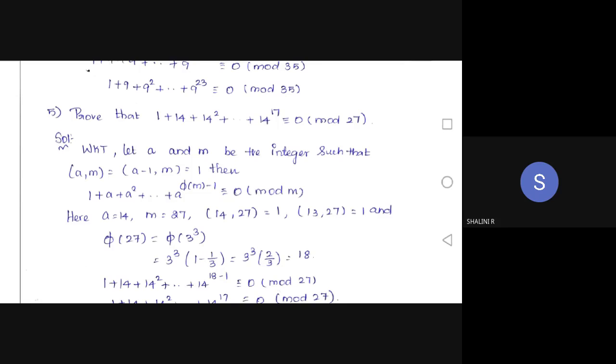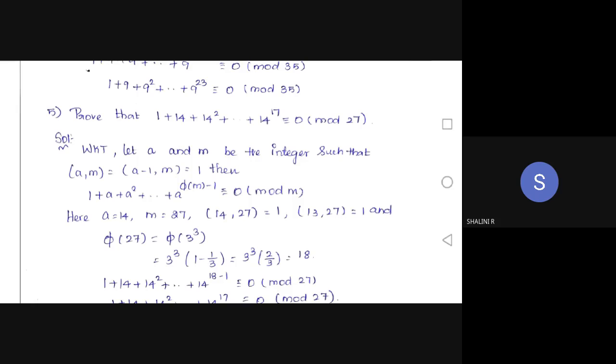So at that time, we are able to form the linear congruence 1 plus A plus A square plus A cube up to A to the power phi of M minus 1 is congruent to 0 mod M. Here the A value is 14, the mod value M is equal to 27. So check whether 14, A is 14, A minus 1 is 13, are relatively prime to 27 or not. The GCD between 14 and 27 is 1, and the GCD between 13 and 27 is also 1. So 14 and 13 are relatively prime to 27.